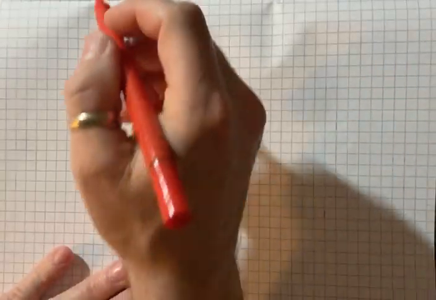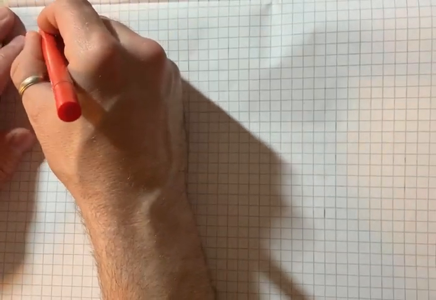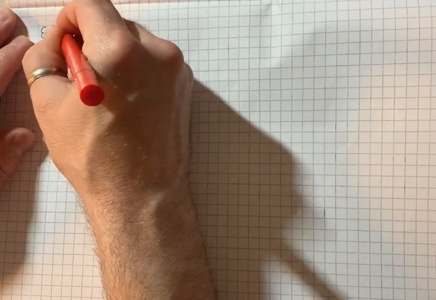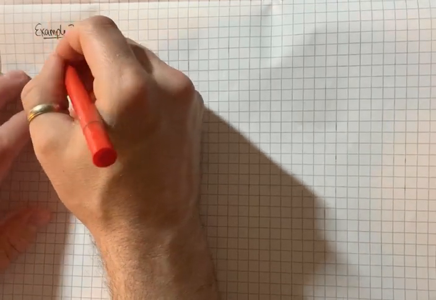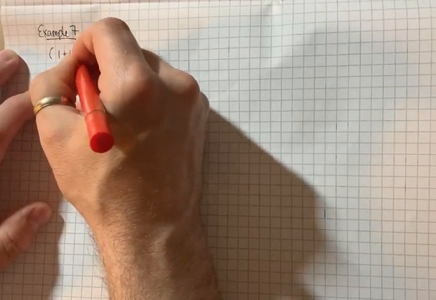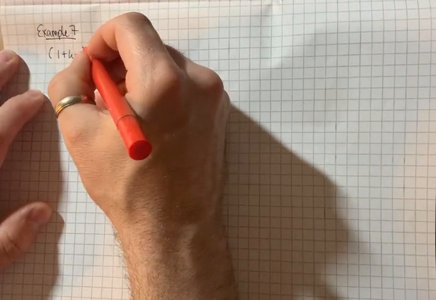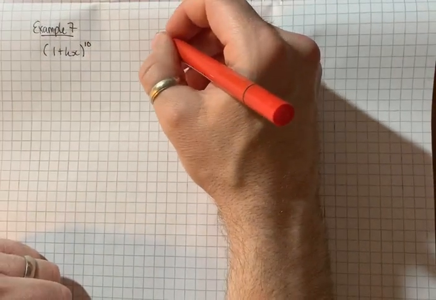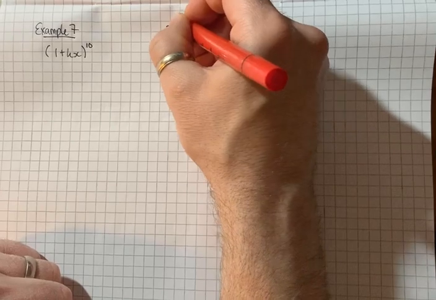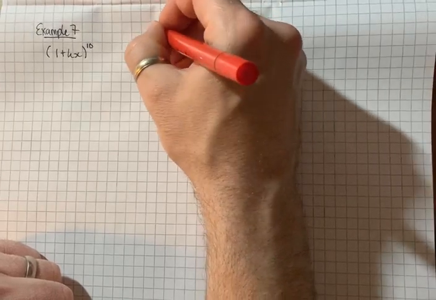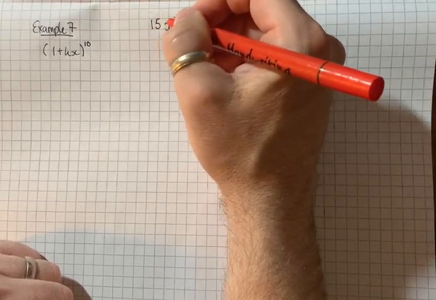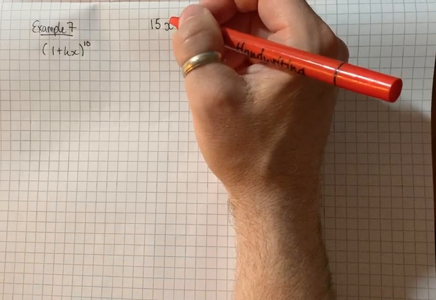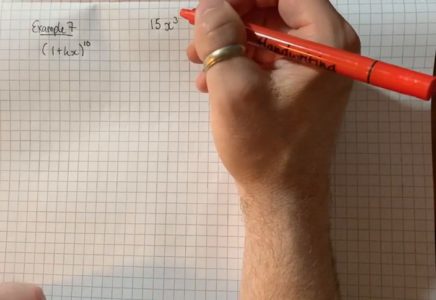Right, example 7 says we've got 1 plus kx to the power of 10. The coefficient of x cubed is 15. I've got to work out the value of k. We had a similar question to this earlier in the chapter.